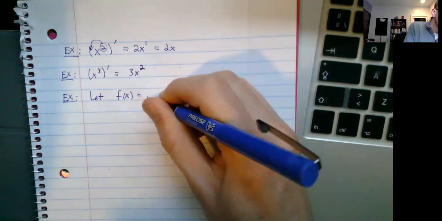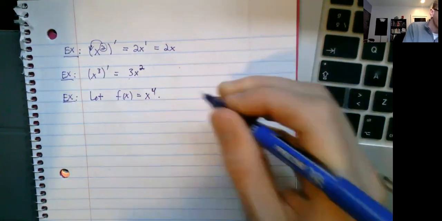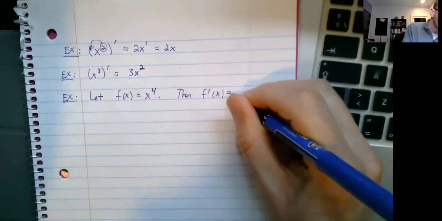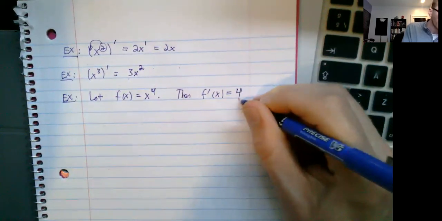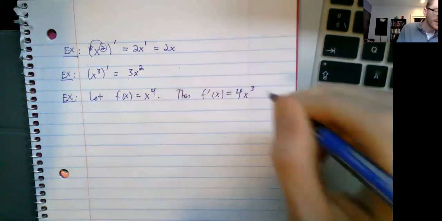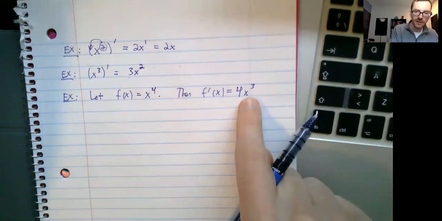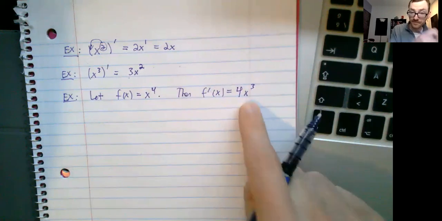Let f of x be x to the fourth. Then I hope it's clear by this point that f prime, the derivative of this thing, is 4x to the third. The 4 comes down and you subtract 1 from the exponent. So that's all using the power rule. I just want to make sure before we go any further that we're clear about what this is actually saying.